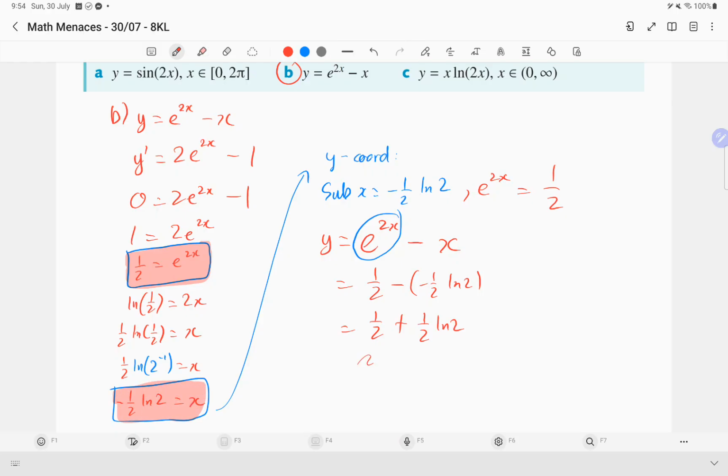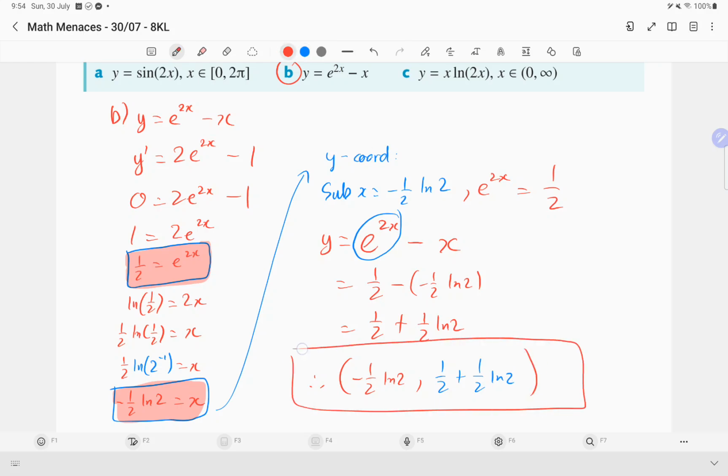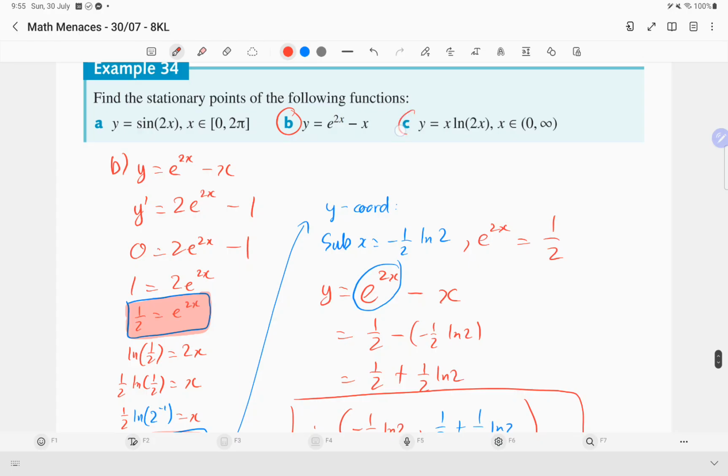So then the final answer, therefore, the coordinate would be negative half ln 2, and the y coordinate will be, I'll use a different color here, half plus half ln 2. So this is the final answer. There's only one coordinate, but in the tech-free version, you have got to write it in this form here. Make sense? Okay? Alright, last one is question C, and then we can get to these complex familiar questions.